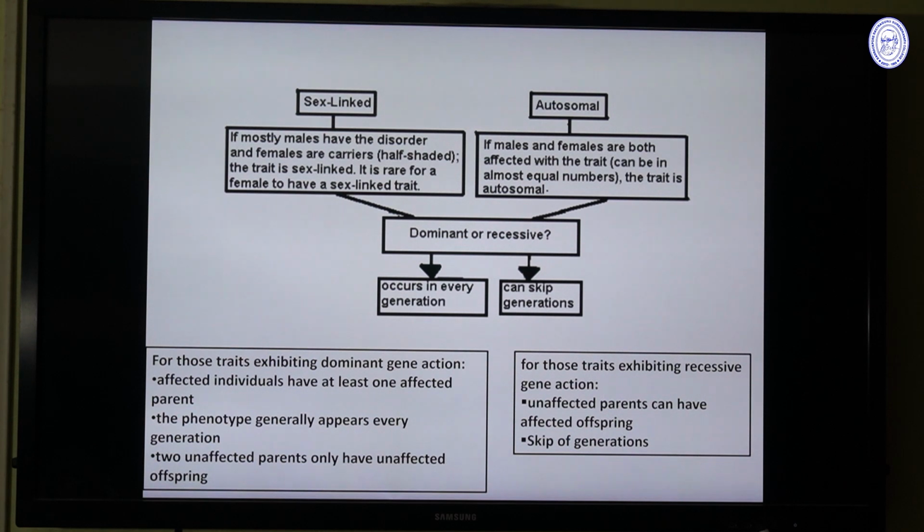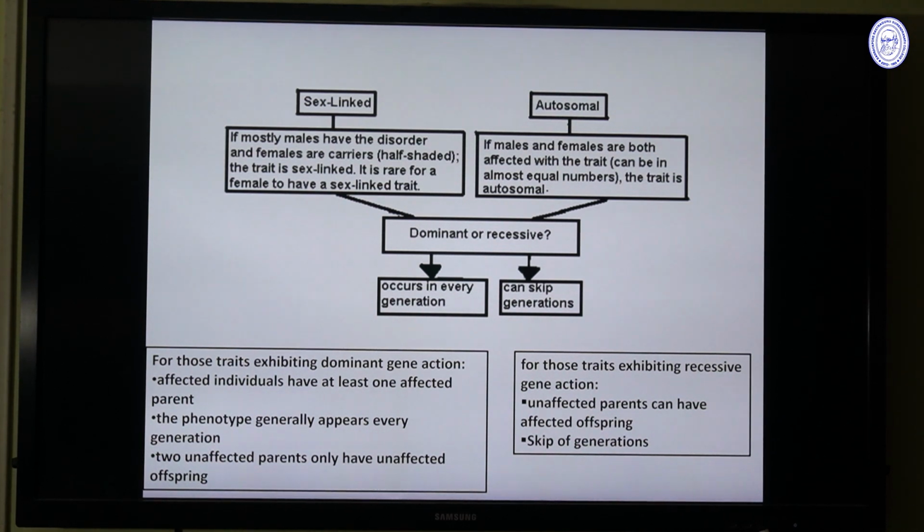Now, as I have already told, a pedigree can be sex linked or autosomal. There are many characteristics linked to these particular characters. In the sex linked condition, if mostly males have the disorder and females are carriers, that is half shaded or maybe normal individuals, the trait is sex linked. It is rare for a female to have a sex linked trait. Mind it, this is the condition of sex linked recessive.